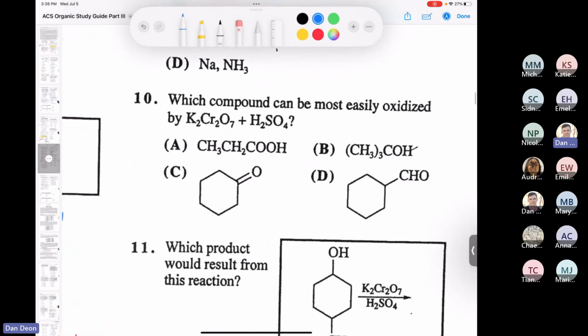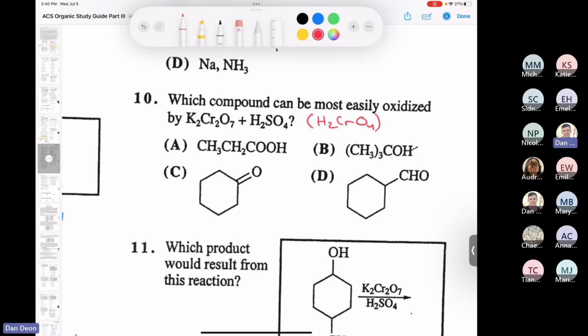Which compound can be most easily oxidized? So this, you mix potassium dichromate and sulfuric acid. So this is essentially chromic acid, H2Cr2O7. There we go. All right, so we're making chromic acid in situ. In fact, there's only one thing here that can be oxidized. Could anybody tell me which one of these compounds is the only one that could be oxidized?